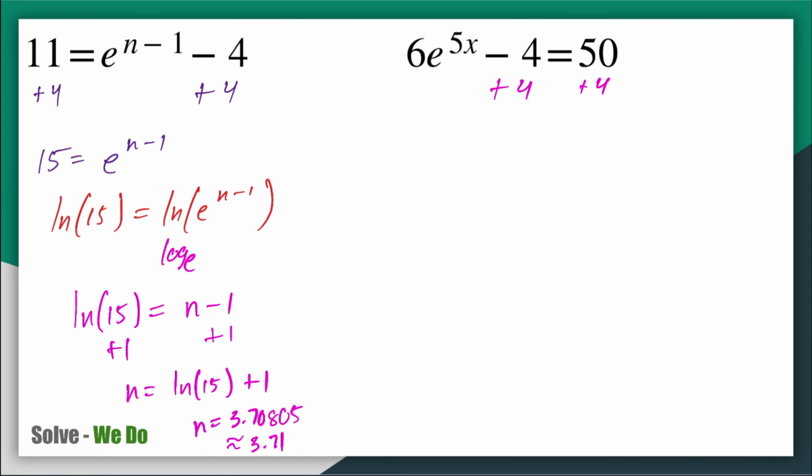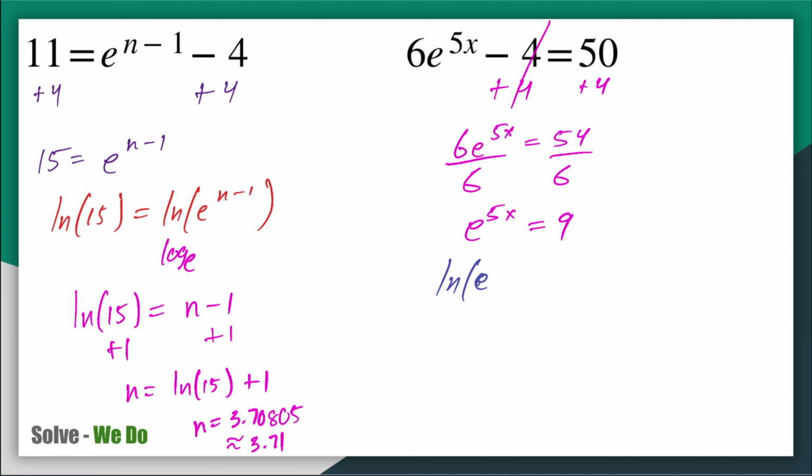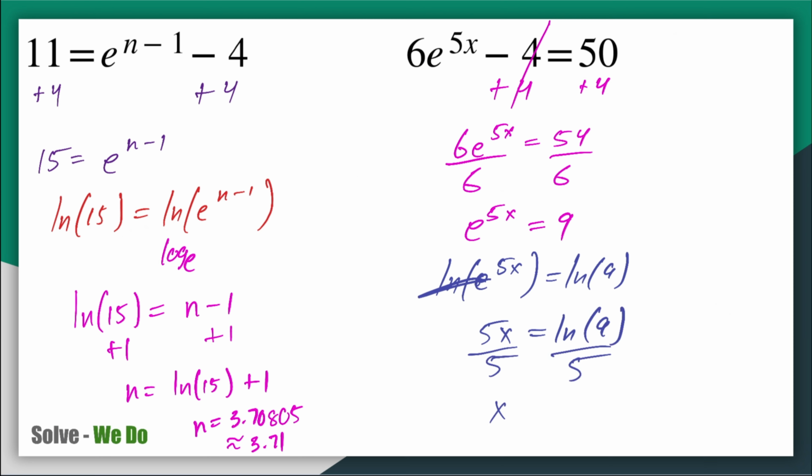You need to add 4 to both sides. This cancels. You get 6 times e to the power of 5x is equal to 54. You divide by 6. e to the power of 5x is equal to 9. You do the natural log of each side. Man, I need to switch up my colors. Okay. Get the natural log of each side, so e to the power of 5x is equal to the natural log of 9. Okay. That's going to cancel and be left with 5x is equal to the natural log of 9. And then I divide by 5 on each side, and I get x is equal to the natural log of 9 divided by 5.